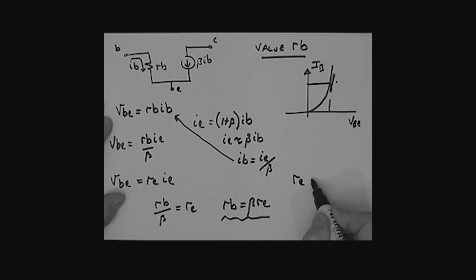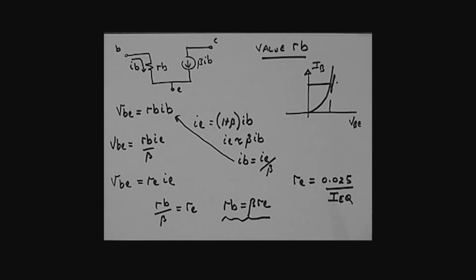So I've now tied my value of RB to the textbook little re. The textbook gives you this: little re is 0.025 divided by capital IEQ. This is a way to figure out little re. This number 0.025 comes from the diode equation we spoke about once before, with Boltzmann's constant, the electronic charge, and temperature in degrees Kelvin. Putting all that in, you come up with 0.025. The IEQ here is the DC quiescent emitter current, and it's used to evaluate little re. Effectively, you're evaluating the slope, or one over the slope, at the operating point. This is something you might want to remember.